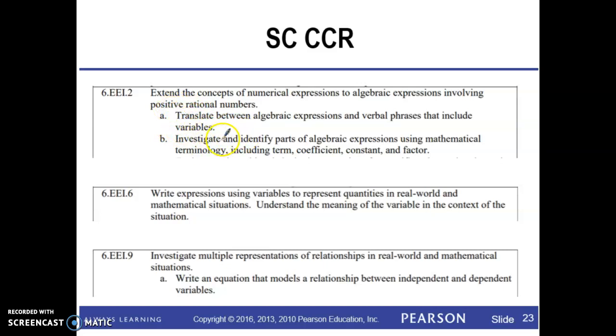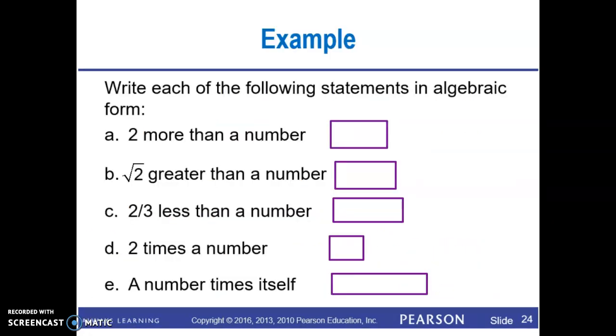We're going to look at different words that we can use, and then we're going to take those variables and use them to represent quantities in real-world mathematical situations and figure out what the variable means in this particular context. So if I have h equals the number of horses, what does it mean if h equals 7 or h equals 0? We're going to investigate the relationships because we're going to look now at equations modeling the relationship between independent and dependent variables. Okay, so let's look at some algebraic expressions.